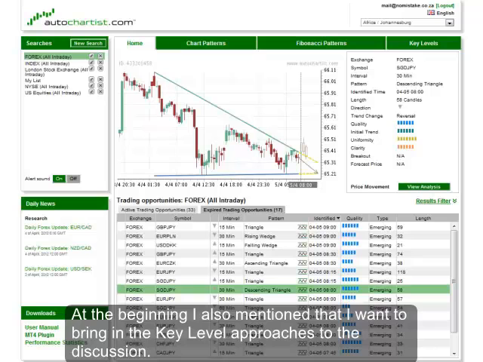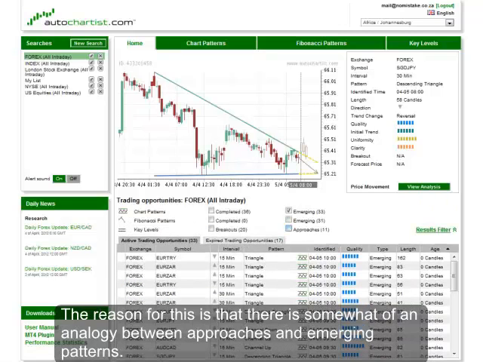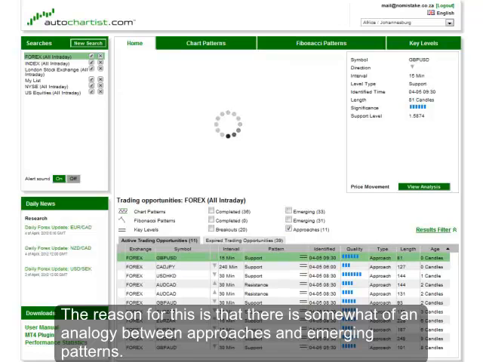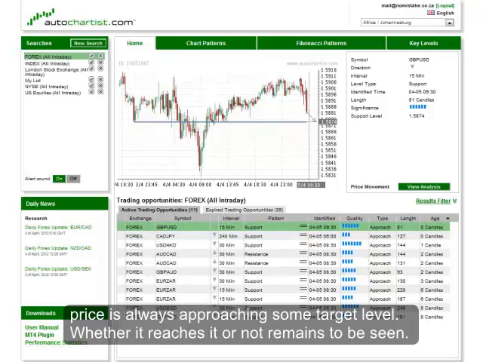At the beginning, I also mentioned that I want to bring in the key level approaches to the discussion. The reason for this is that there is somewhat of an analogy between approaches and emerging patterns. With all the other emerging patterns we have looked at, price is always approaching some target level. Whether it reaches it or not remains to be seen.